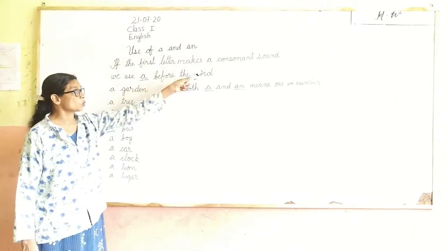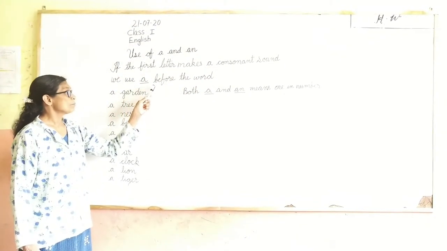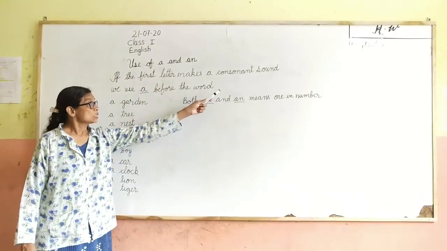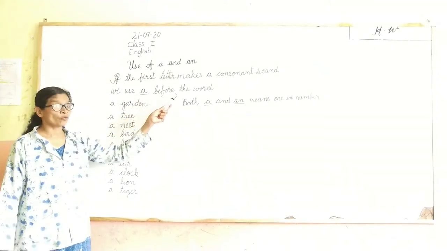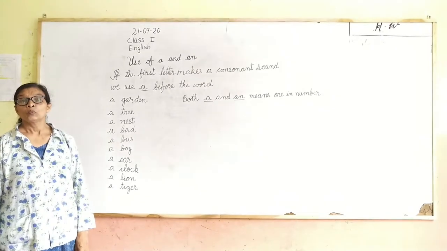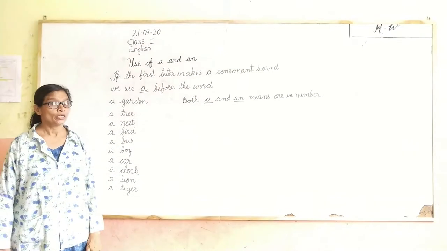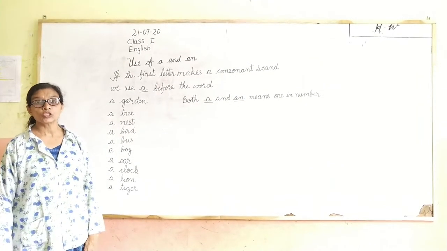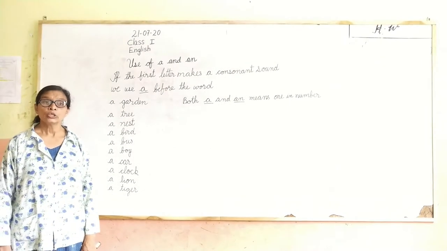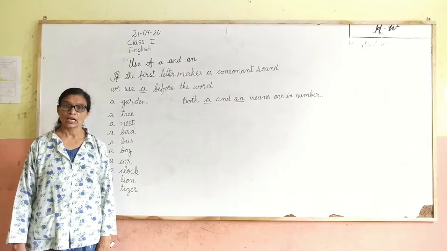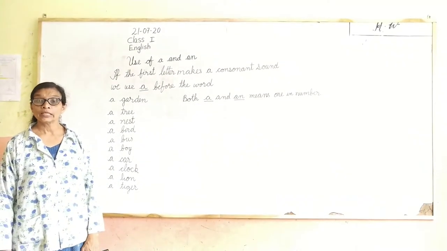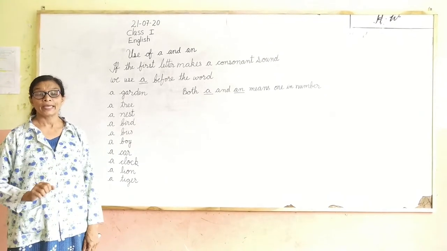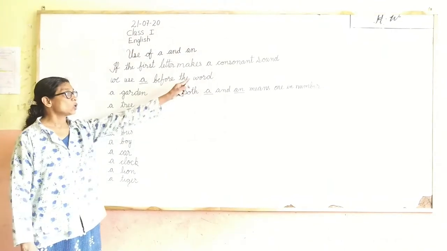If the first letter makes a consonant sound, we use a before the word. How many vowels are there in the English alphabet? 5. We have already learned. And the remaining letters are consonants. How many consonants are there in the English alphabet? There are 21 consonants. Total English alphabets are 26. Out of this, 5 letters are vowels and the remaining 21 are called consonants.